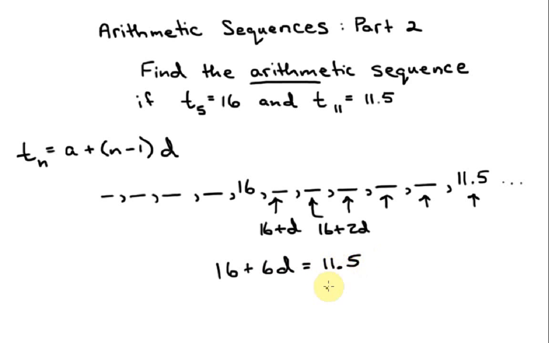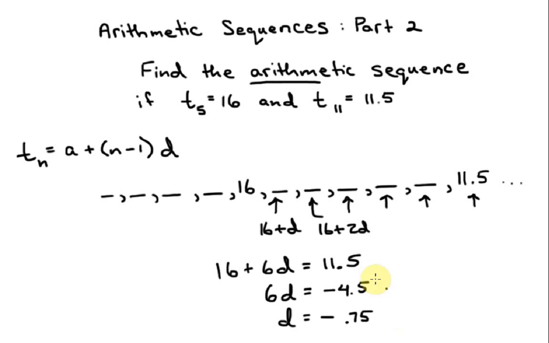Now, if you look at what you have here, you have a great little equation that you can now solve for D. So let's take 16 and subtract that from both sides. So 6D equals negative 4.5. And then I'm going to divide by 6. So my answer is going to be negative 0.75. So I just figured out the common difference.